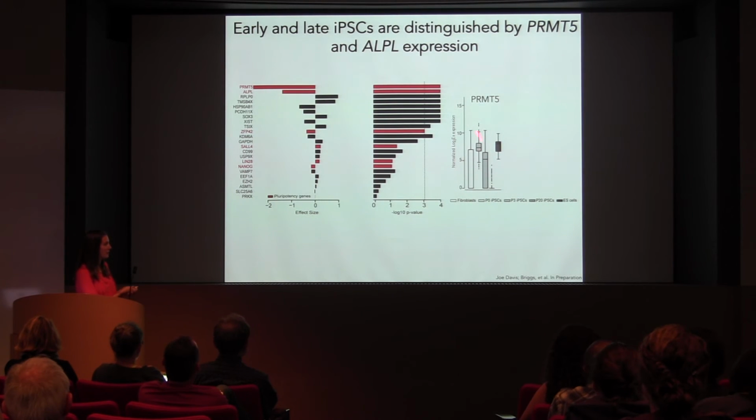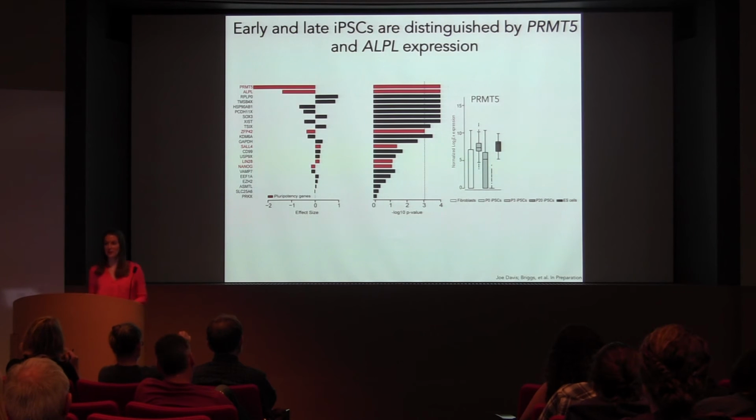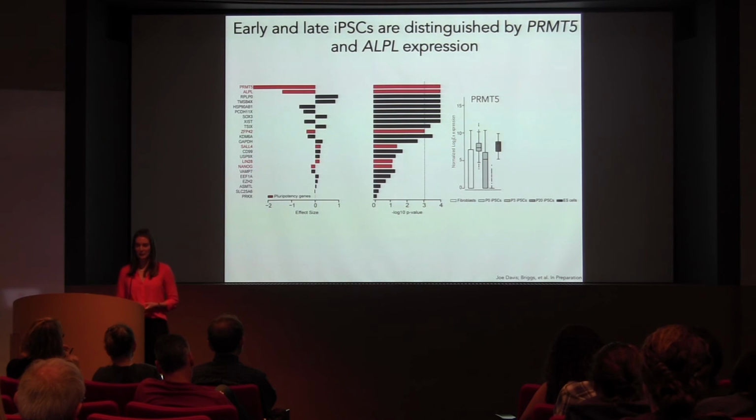You can see in fibroblasts we have a range of expression values, but the expression of PRMT5 is high in passage 0, sort of intermediate at passage 3, and almost 0 at passage 20. And this is really exciting as a stem cell biologist because PRMT5, and we could debate it of course, is shown to be important in germ cell development.